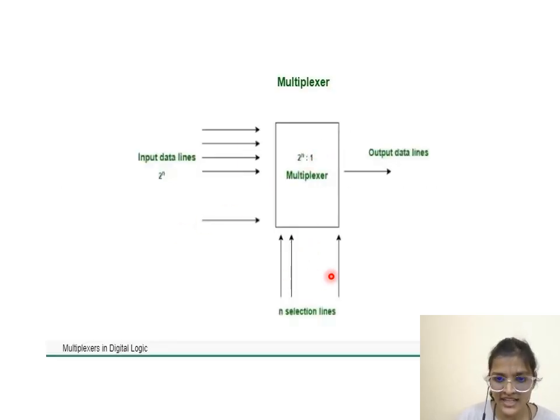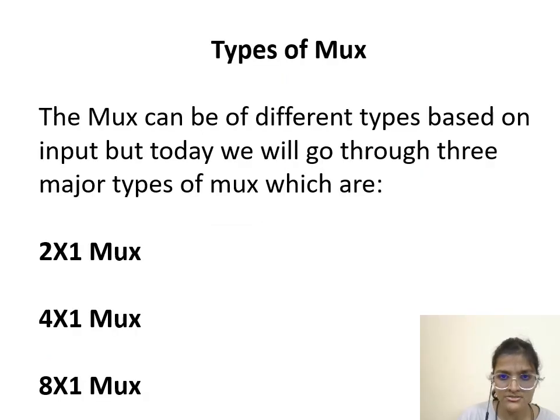If there are n selection lines, there are 2 to the power n input lines and we get one output, as we can see. On the basis of the number of selection lines, there are various types of multiplexers. We are discussing three types here: 2 is to 1 multiplexer, 4 is to 1 multiplexer and 8 is to 1 multiplexer.